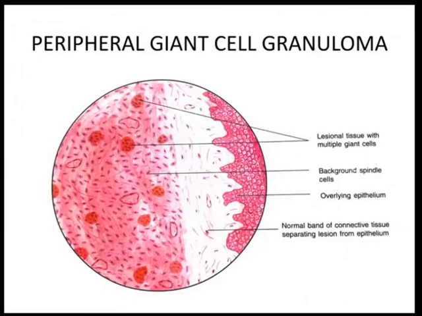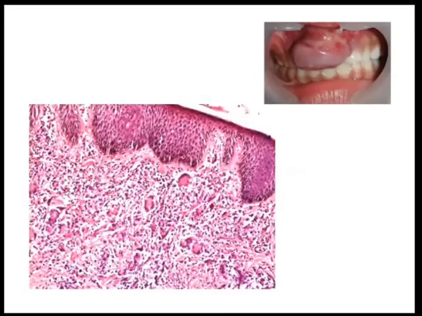Peripheral giant cell granuloma, here you can see an overlying epithelium, and there is a normal band of connective tissue separating the lesion from the epithelium. The lesional tissue shows multiple giant cells which you can appreciate more near the blood vessels. Same thing which is seen. To the right is a clinical pic, and to the left is a histological pic with the numerous giant cells with the overlying epithelium.